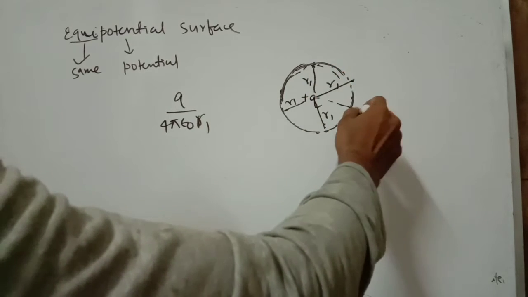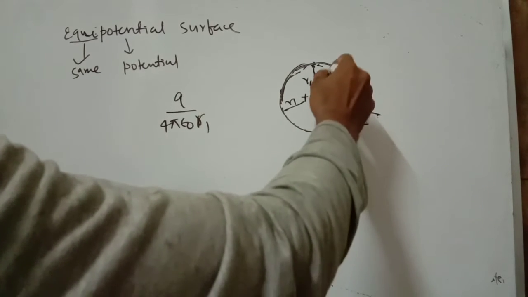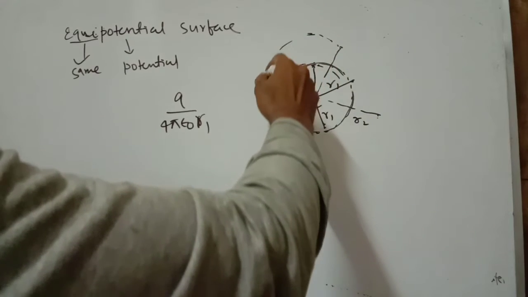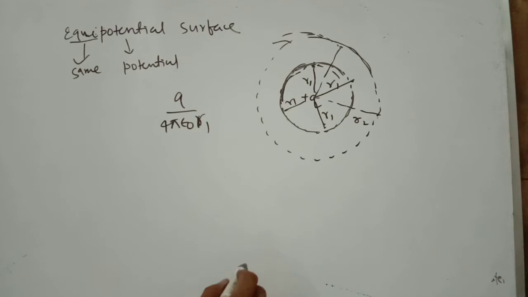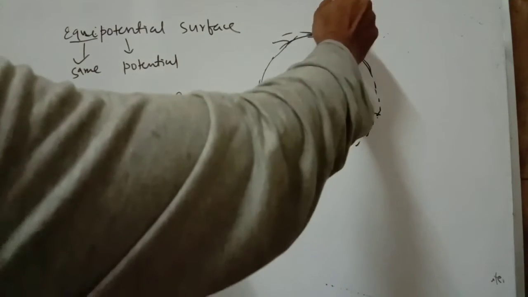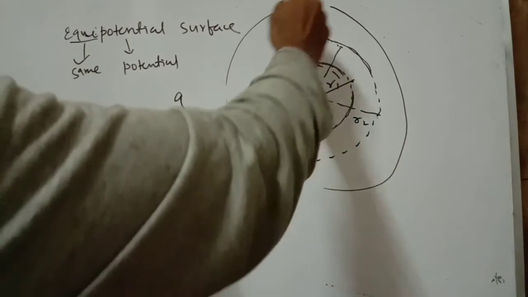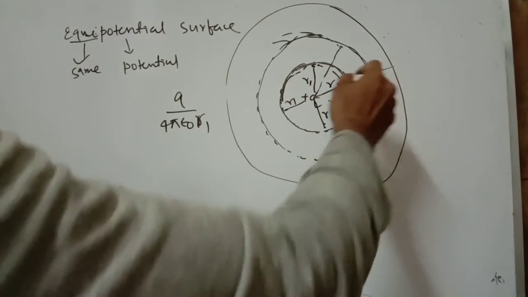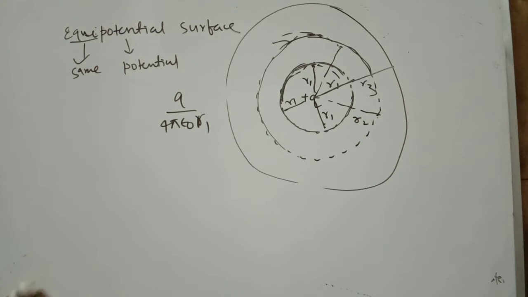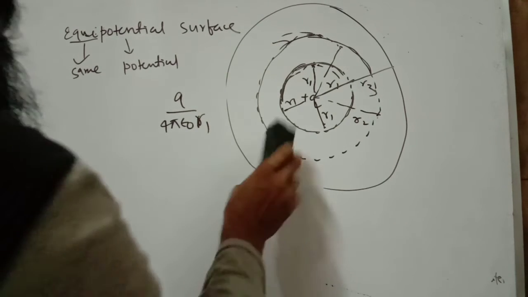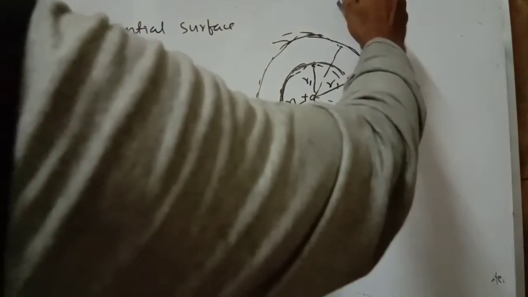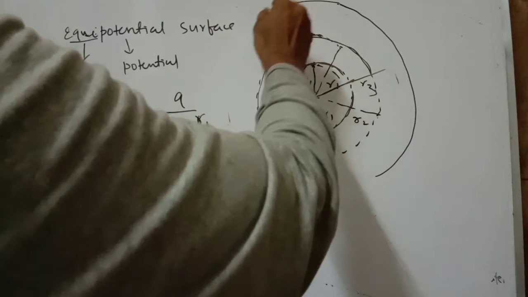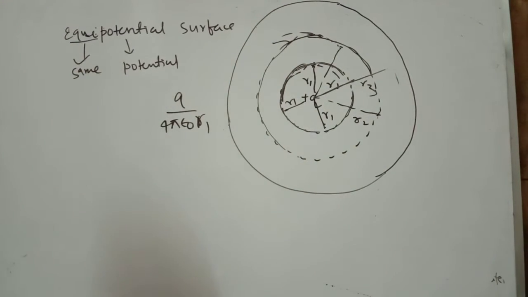Similarly, when we take an r2 distance from this charge, and again join these points at distance r2 from the charge, it will also be spherical, so it is another equipotential surface. Similarly, we draw another equipotential surface, taking the distance r3 from the charge q. Okay, we consider another equipotential surface.